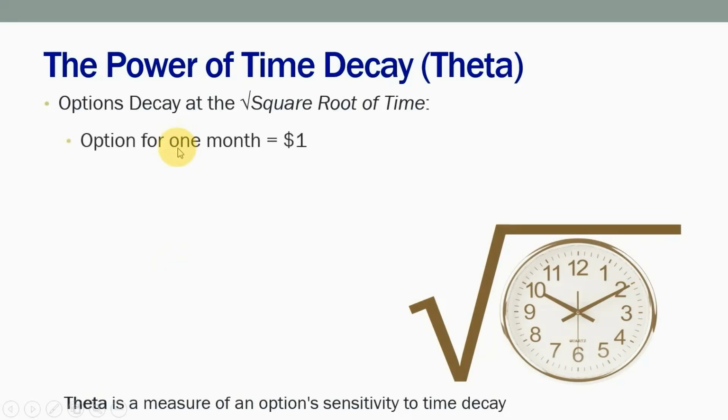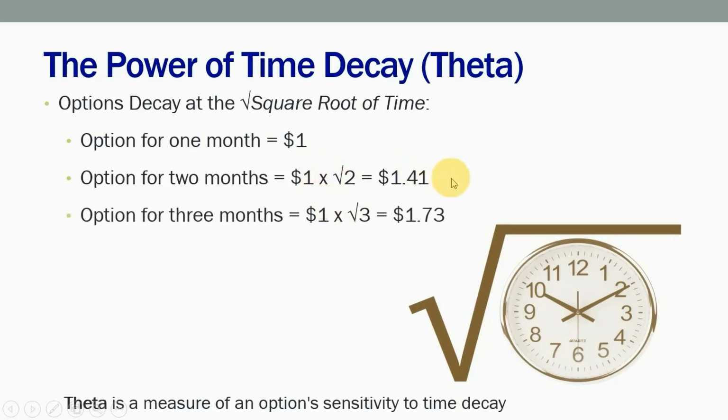If you have an option for 1 month, what is an option for 2 months then trading for? So an option for 1 month is trading for $1. An option for 2 months is trading for, when I say the square root of time, it's 1 times the square root of 2, which is $1.41. Oh, that's interesting. It is interesting because if an option for a month is trading for $1, it does not mean that an option for 2 months is trading for $2. Options literally decay at what we term, again, that square root of time.